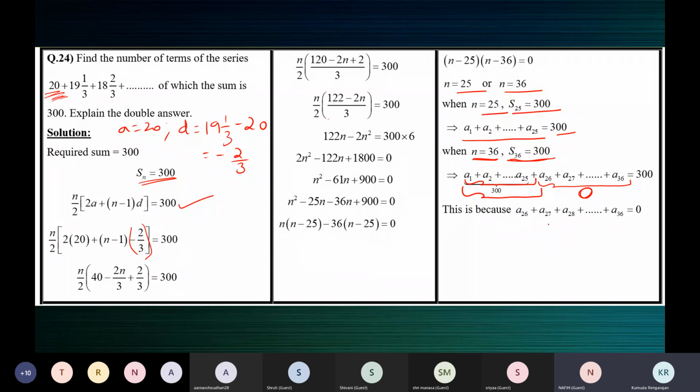So here in these terms, we have a combination of positive and negative values whose sum is 0. Because if all are positive, you cannot get 0. If all the values are negative, you cannot get sum 0. So there are some positive and negative values. So we get sum 0 there. How many terms? 25 terms or 36 terms? Explain the double answer. Because from the 26th term to the 36th term, the sum is 0. That's why the double answer.